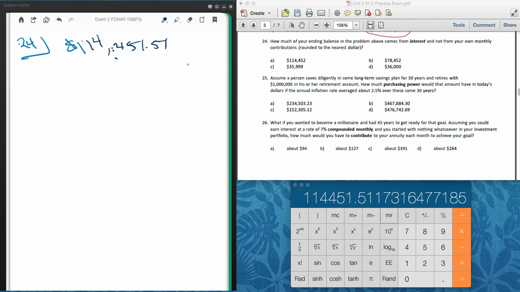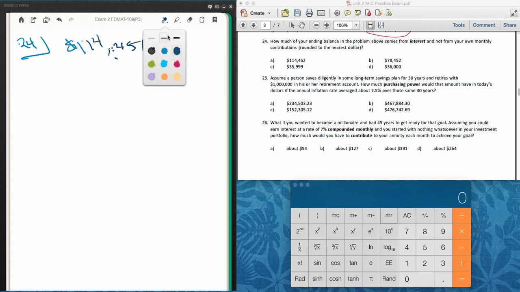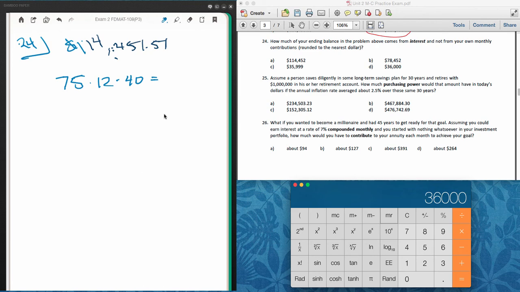Now we want to figure out how much of that was our payments. And so we are going to recalculate this. Our payments. Go back to the blue. Okay. So our payments, remember, were $75 times 12 months times 40 years. Okay, so 75 times 12 months. That's how much we paid per year. And we did that for 40 years to get $36,000. So $36,000 is how much of that I put in.